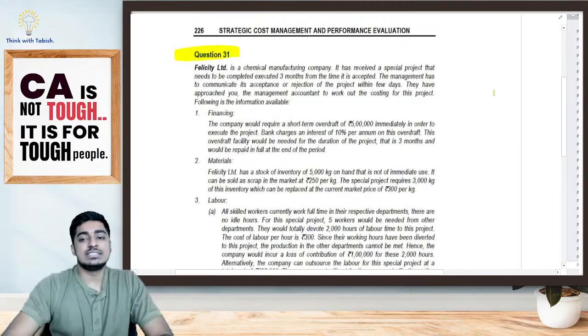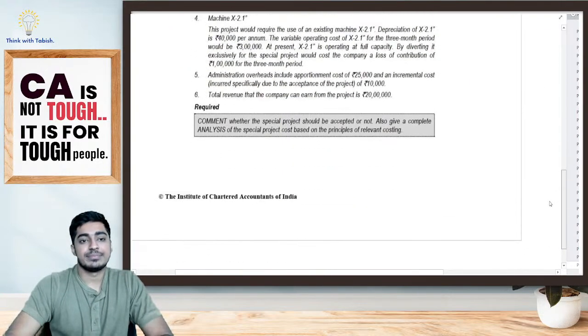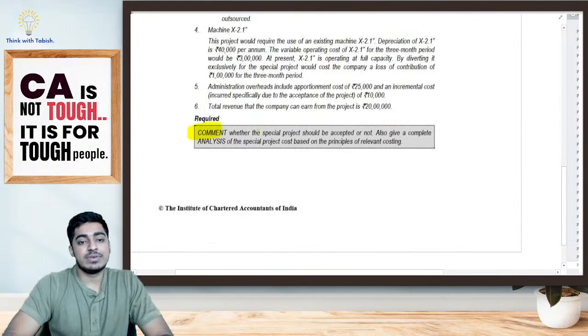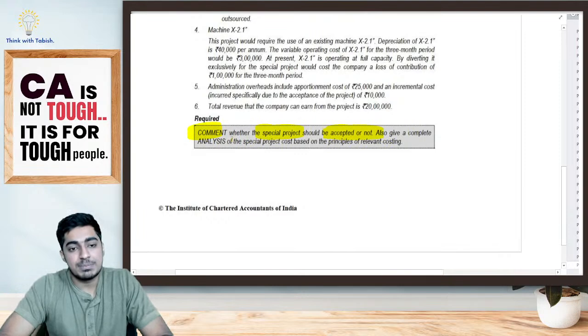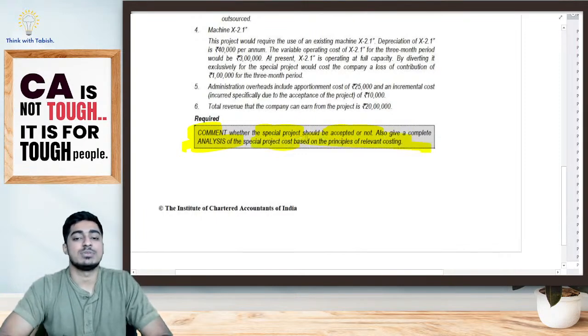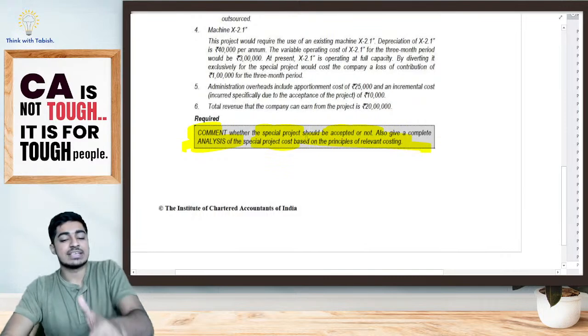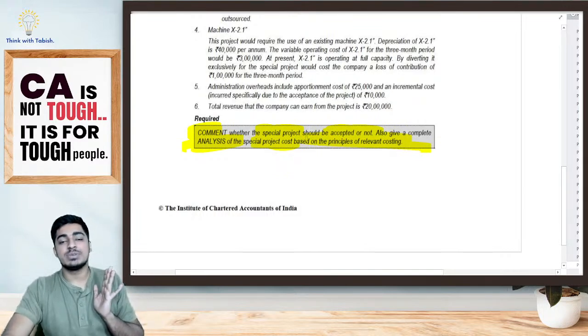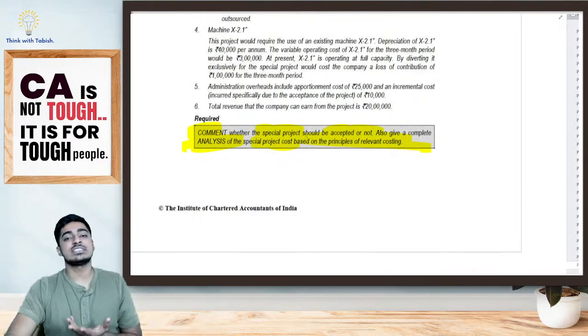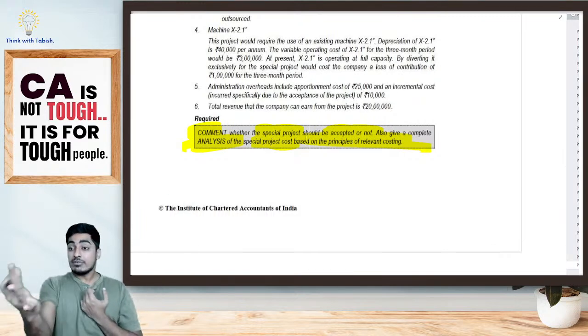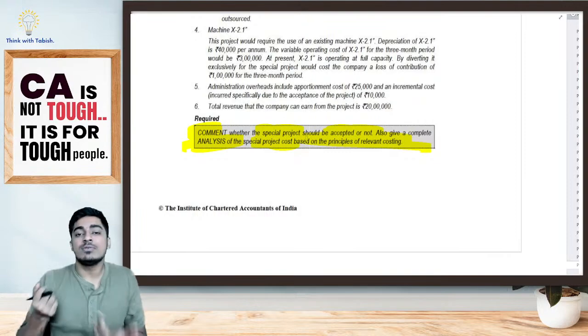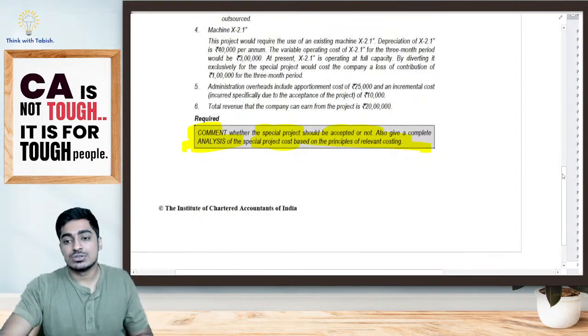First, let's see what is required. Comment whether the special project should be accepted or not. Also give a complete analysis of the special project cost based on the principles of relevant costing. We should tell whether to accept or not and give a cost based on relevant costing. When do we accept? If relevant revenue is more than relevant cost, we will accept. If relevant cost is more than relevant revenue, we will reject. As simple as that. So look at this, students.